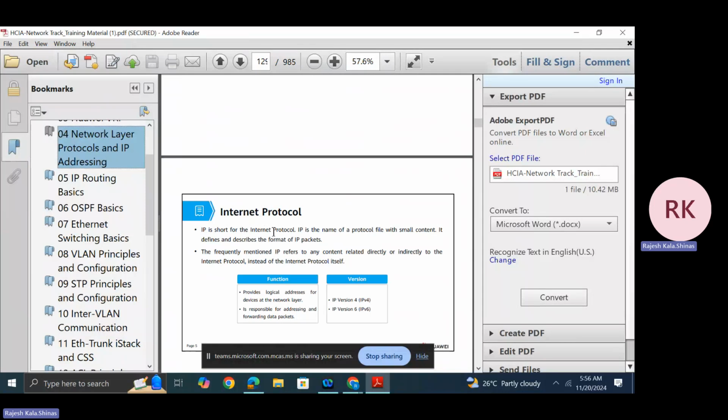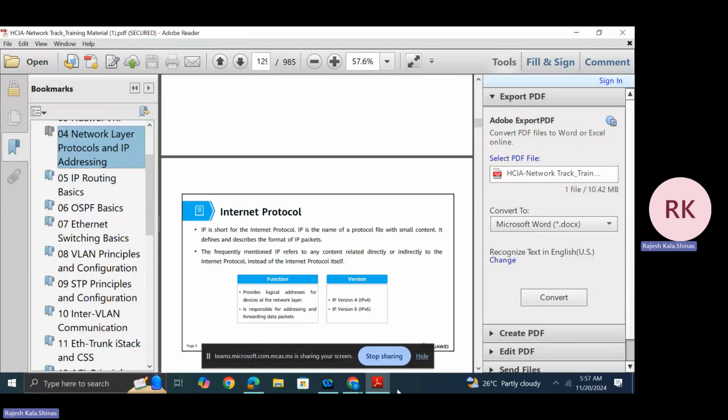Now, in detail about IP. IP stands for Internet Protocol. It is a protocol which provides logical addresses for devices at the network layer. That means this is a protocol which gives you a logical or IP address. So it is responsible for addressing and forwarding data packets. A protocol which provides IP addresses in the network is called IP, or Internet Protocol. And there are two versions, IPv4 and IPv6.